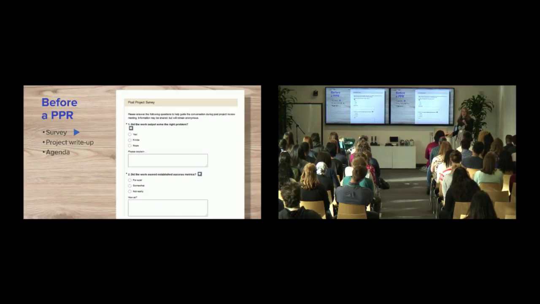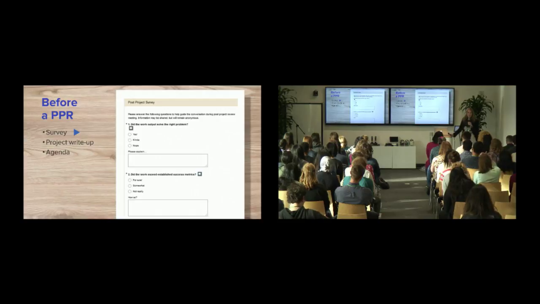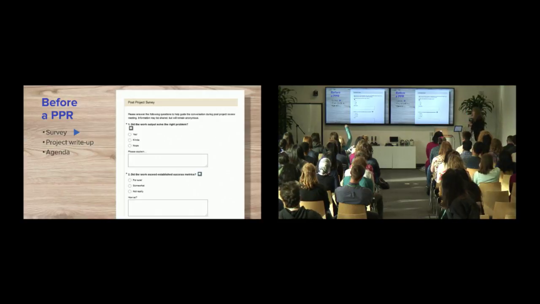So before a PPR happens, there are 3 things that we do at our agency. The first is we send out a survey to everybody on the project team. And it's the same 5 questions. So we start to gather a baseline of how we're feeling across the org about the projects that we run.